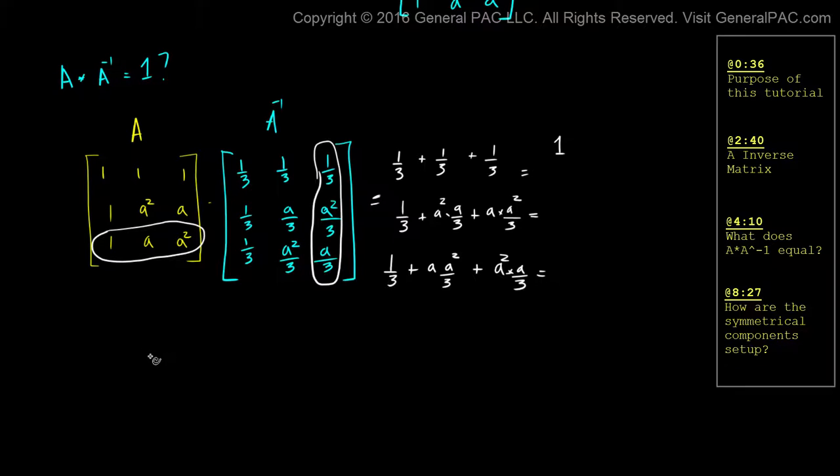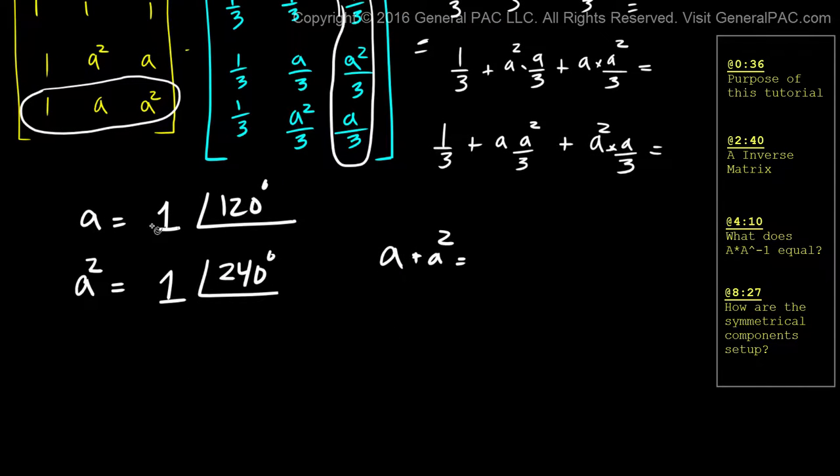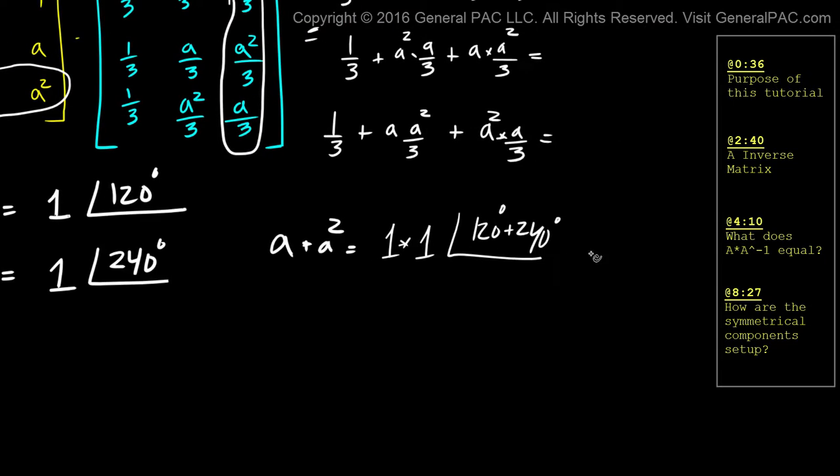And to understand this, it's very simple. We defined, in the past, A as 1 at the angle of 120 degrees, and A squared as 1 at the angle of 240 degrees. So when we multiply A times A squared, when we multiply two phasors, we multiply the magnitudes and add the angles. So 120 plus 240 degrees is equal to 1 at 360 degrees. Now, 360 degrees is the same thing as 0 degrees. What this effectively means is that A times A squared is equal to 1.